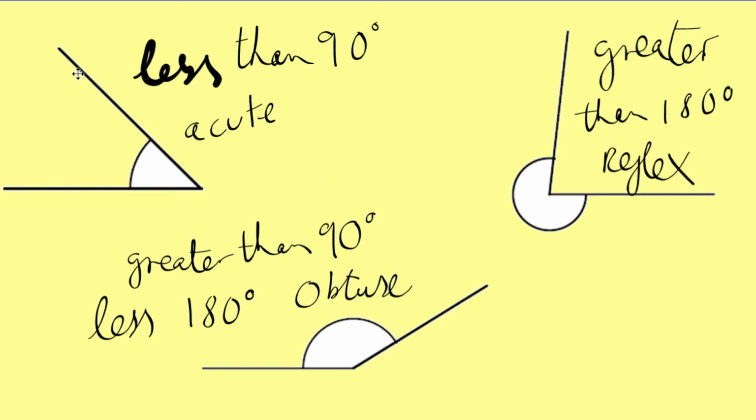Okay, so you need to remember these. Less than 90 degrees is an acute. Greater than 90 degrees but less than 180 is obtuse, and greater than 180 is a reflex. And you can see here the reflex goes all the way around past 180. Obtuse looks like an open face, so it's past 90 and it's going to become open, and acute is sort of in a closed space.